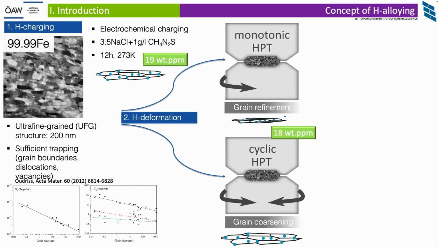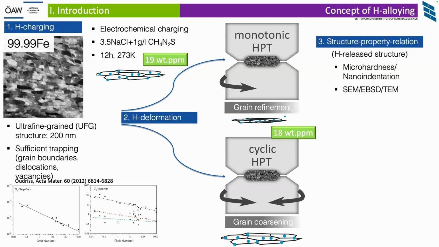In the next step, we immediately deform the structure either by monotonic rotation of this lower anvil, if we want to study the impact of hydrogen on grain refinement, or we can also cyclically reverse this lower anvil clockwise and anti-clockwise after 5 degrees torsion angle if we want to study the impact of hydrogen on grain coarsening. This would simulate something like an ultra-low cycle fatigue experiment.